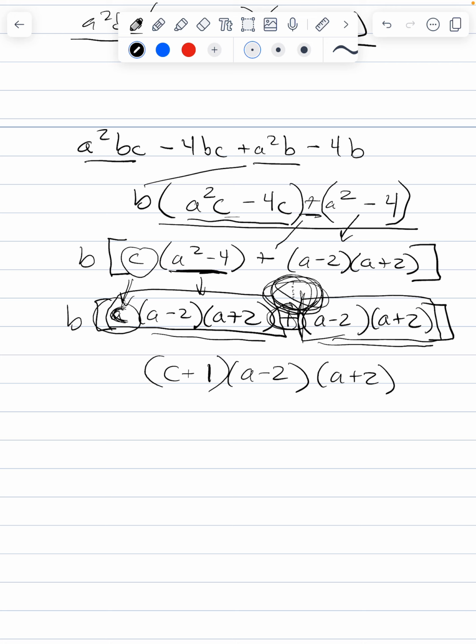And what else do I still have? This B that's been hanging out outside that square bracket. Well, there's your answer. All of these are prime. There's nothing else to factor out of C plus 1 or out of A minus 2 or out of A plus 2. So it's B times the quantity C plus 1 times the quantity A minus 2 times the quantity A plus 2. Okay, I'm out of breath from that one.